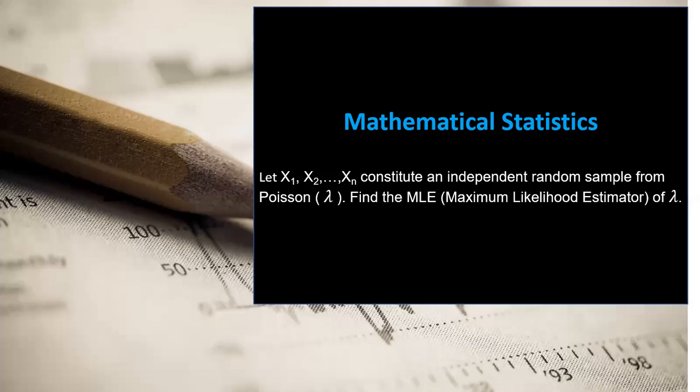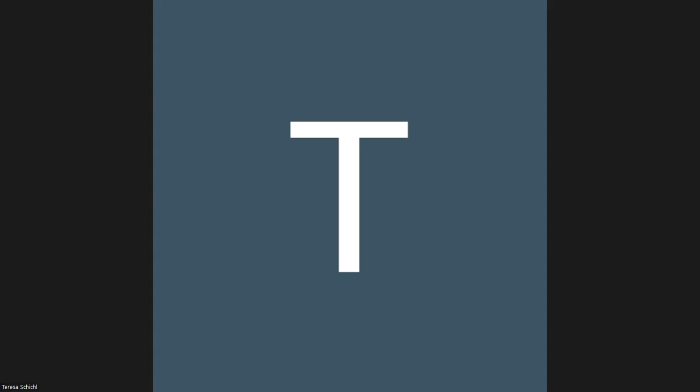Okay, so today's problem is: we have X1, X2, ..., Xn, an independent random sample from the Poisson distribution with the parameter lambda. And we want to find the maximum likelihood estimator for lambda here. Like I said, this is a very basic and fundamental problem on how to find the MLE for a certain parameter. Okay, so let's go to the whiteboard and start here.